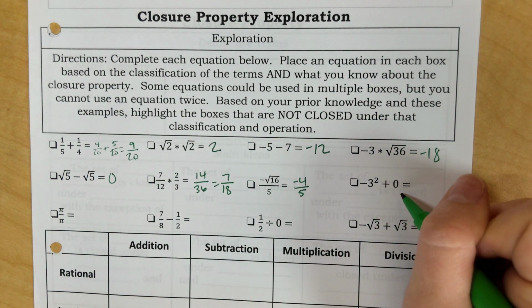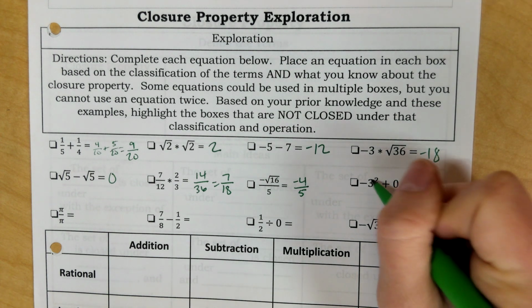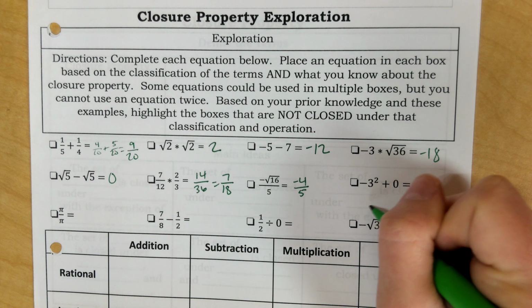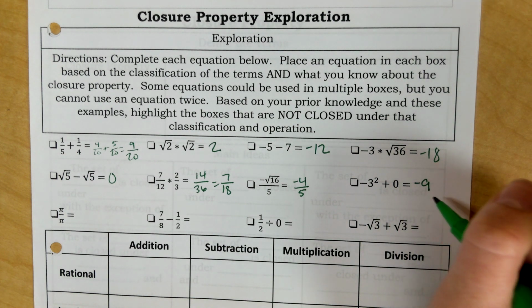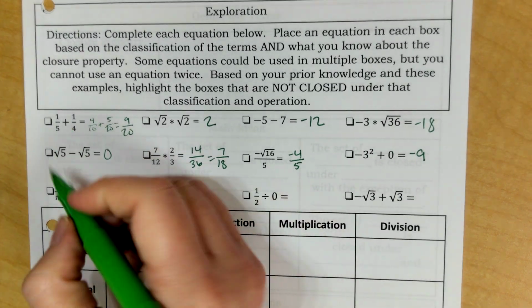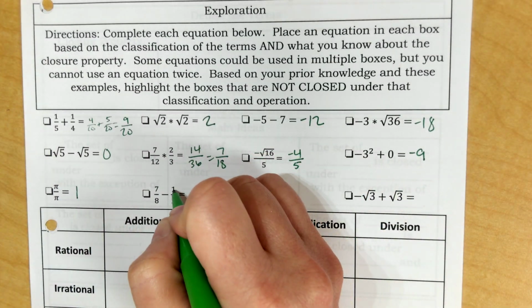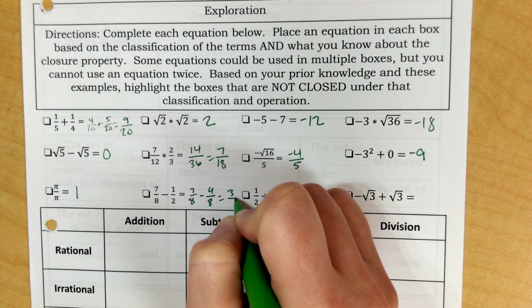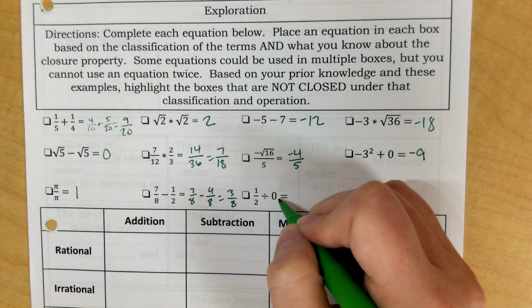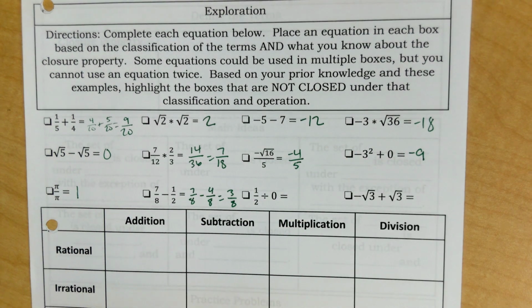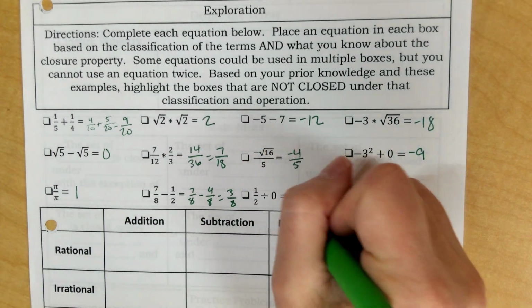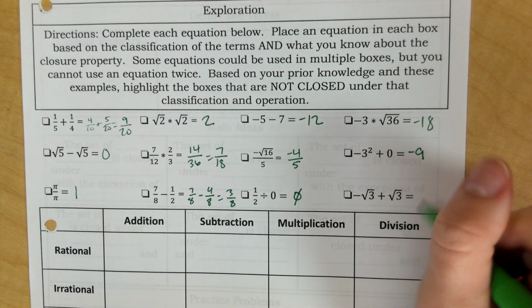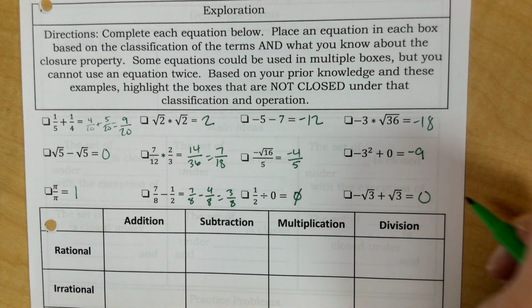-3 squared plus 0 is going to be a -9. Okay, if this had been in parentheses, it would be a -3 times -3, but in this case it's really a negative times a 3 squared, so that's why it's going to be that -9 there. Pi divided by pi is 1. Let's rewrite this with common denominators, and we end up with 3/8. 1/2 divided by 0, anything divided by 0 is an error, so it's no solution. And then negative square root of 3 plus the square root of 3 is also going to give me 0.